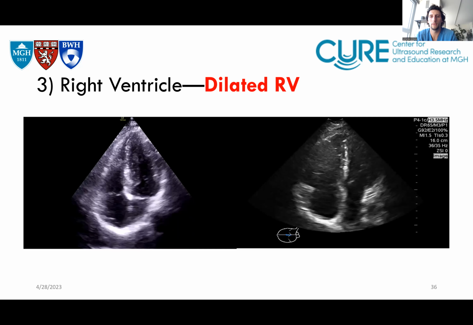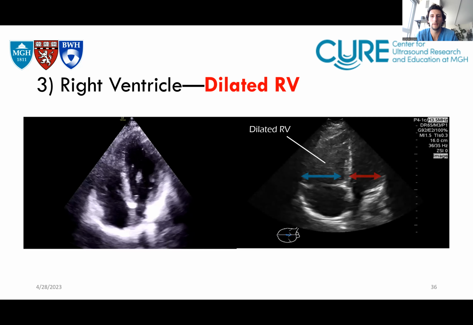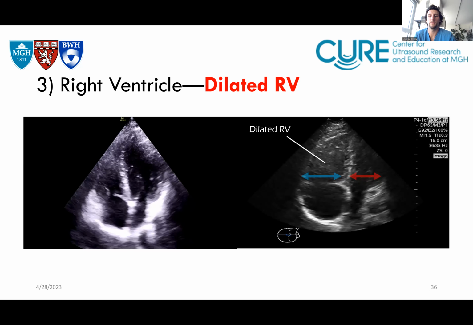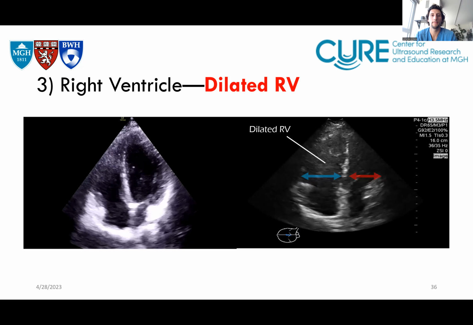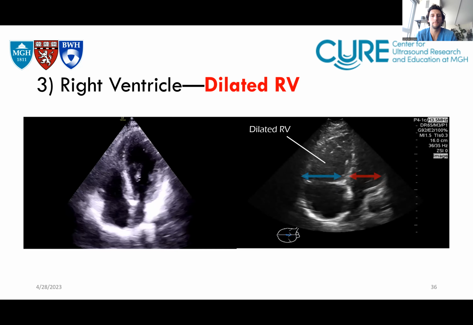So that's a dilated right ventricle, and you're comparing to the left side of the heart. The left side of the screen, again, is your normal as a comparison.